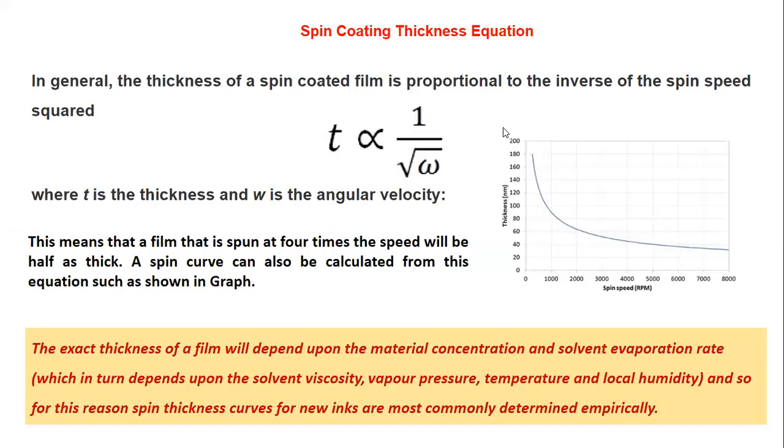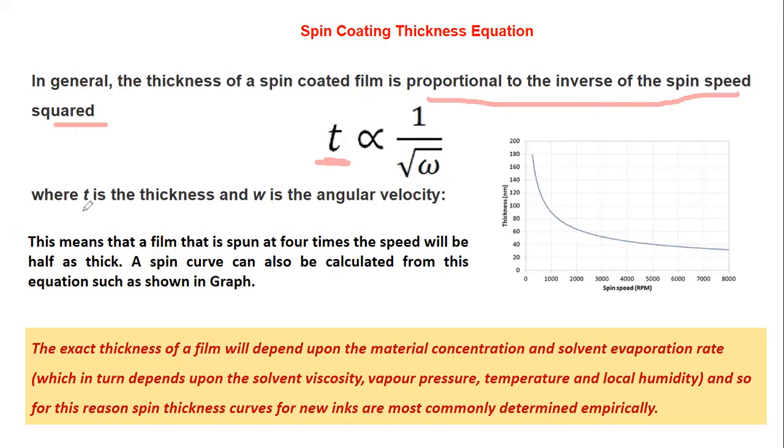Now, the spin coating thickness equation. How can we calculate the thickness, and which equation are we going to use for spin coating thickness purposes? In general, the thickness of the spin coated film is proportional to the inverse of the spin speed squared, that is, T is directly proportional to 1 upon under root omega.